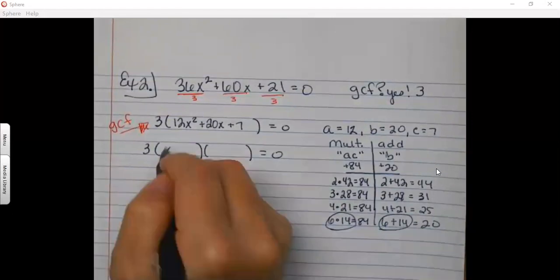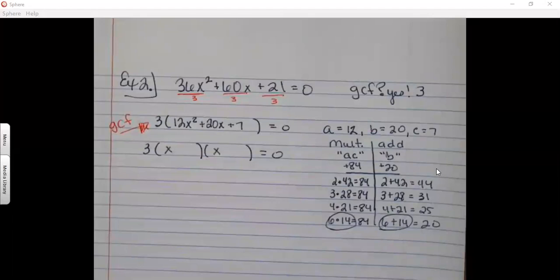Then you go to your T-chart and you look for the numbers that worked on both sides. Do not pick the 84 and the 20. That was the A times C and the B. A lot of kids make that mistake and put 84 in one set and 20 in the other. What numbers do I pick? 6 and 14. So put a plus 6 in one set and a plus 14 in the other.